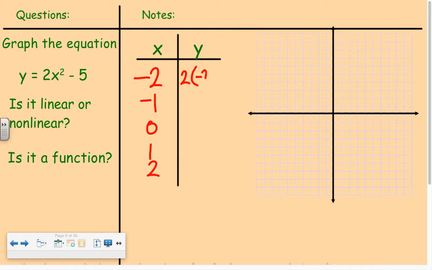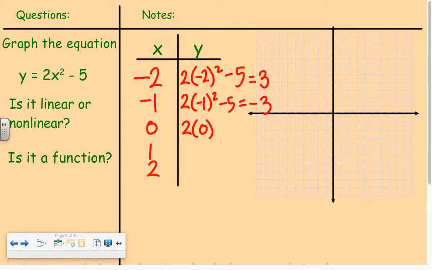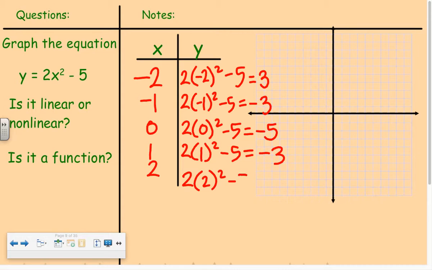So 2 times -2 squared minus 5. Well, -2 squared is -2 times -2, which is 4. 4 times 2 is 8. 8 minus 5 is 3. 2 times -1 squared minus 5. -1 squared is 1. 1 times 2 is 2. 2 minus 5 is -3. 0 squared is 0. 0 times 2 is 0. 0 minus 5 is -5. 1 squared is 1. 1 times 2 is 2. 2 minus 5 is -3. 2 squared is 4. 4 times 2 is 8. 8 minus 5 is 3.